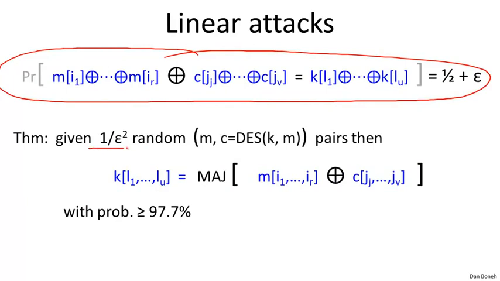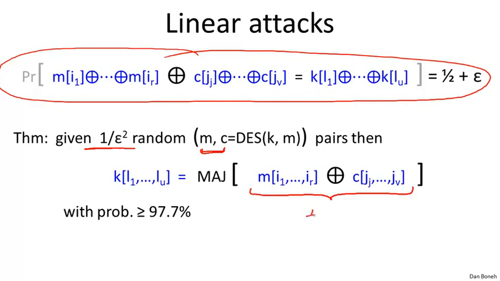Suppose you were given 1/epsilon² message ciphertext pairs, and these have to be independently random messages and the corresponding ciphertexts. What you would do is use the left-hand side of the formula above to compute this relation between the message and ciphertext for all the pairs you were given. Now, what do you know?